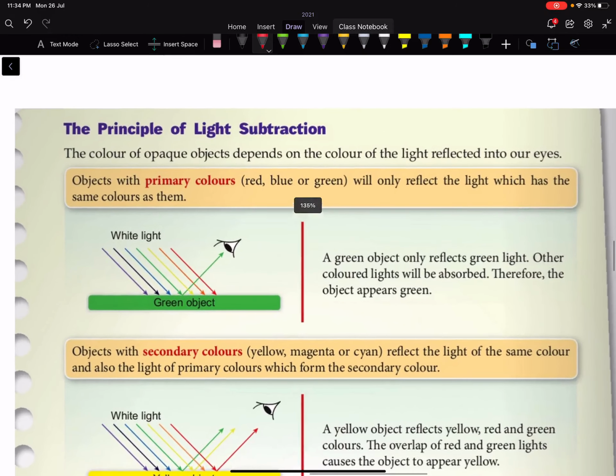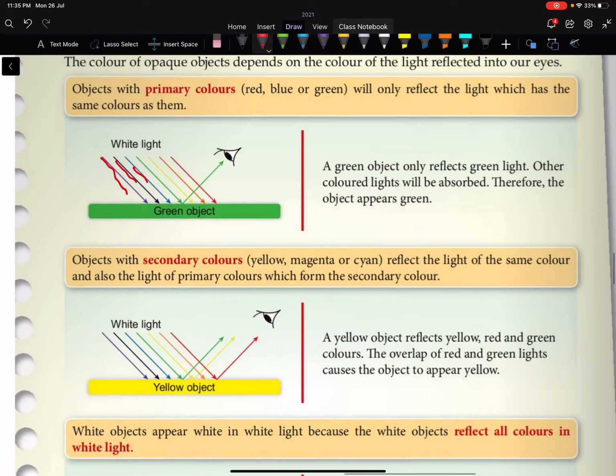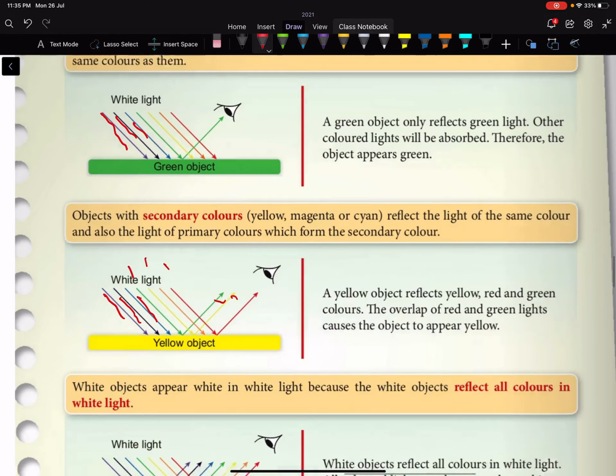And now, why are green objects green? Obviously, because they absorb all the different color light except for green. And why are yellow objects yellow? Because they absorb all the colors that do not make yellow, and they reflect, for example, green, yellow, and red. A few of those colors will combine to make yellow, right?